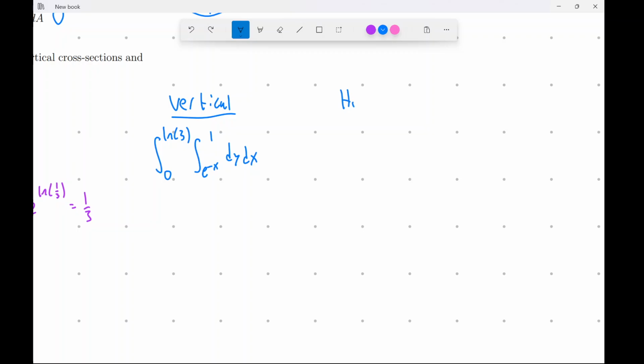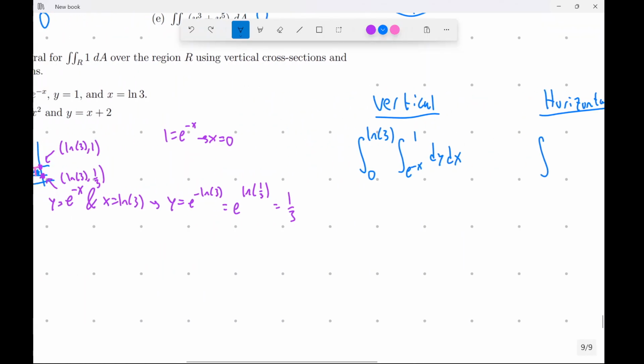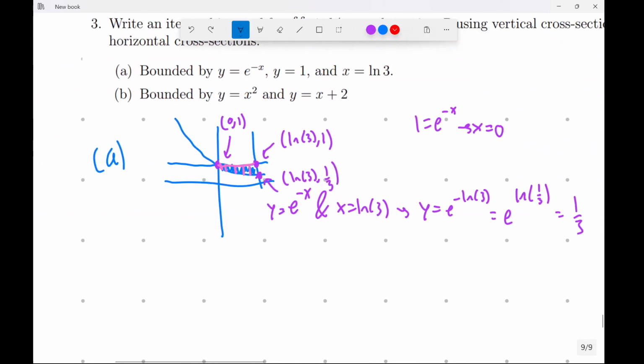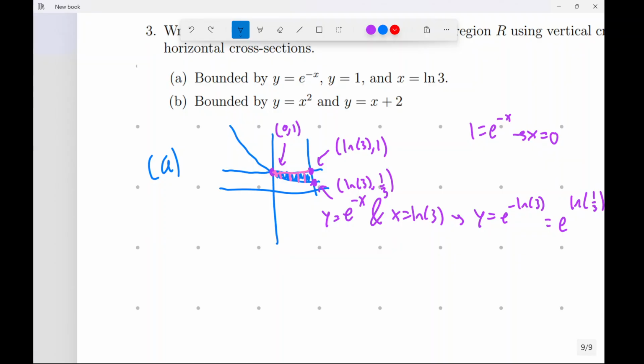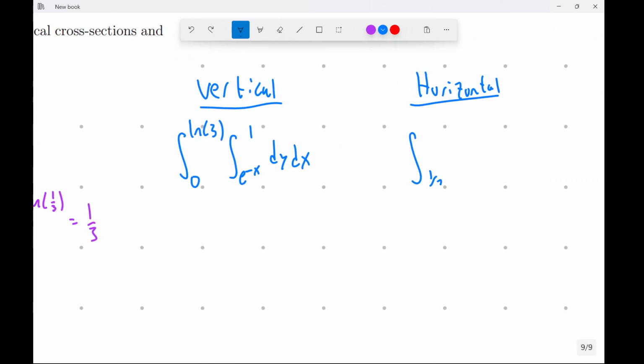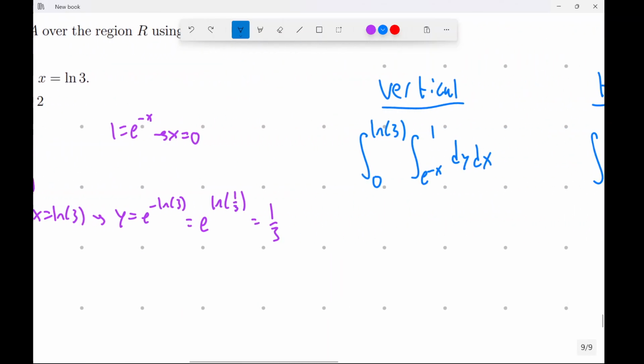Now for horizontal, instead of doing x first, we want to do y first. So let's see, the minimum value for y in this region, and I'll use red now for my horizontal cross sections. The minimum value for y is at this point right here, where y is equal to 1/3. So the bottom integral is going to be 1/3. And then the maximum value for y is going to be right here, where it's equal to 1.